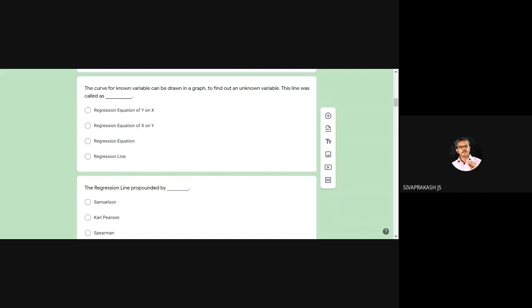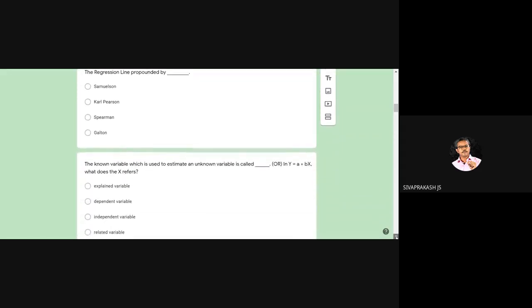Next, regression line was propounded by Samuelson, Pearson, Spearman, Galton. Galton, sir. Galton. Regression line propounded by Spearman.